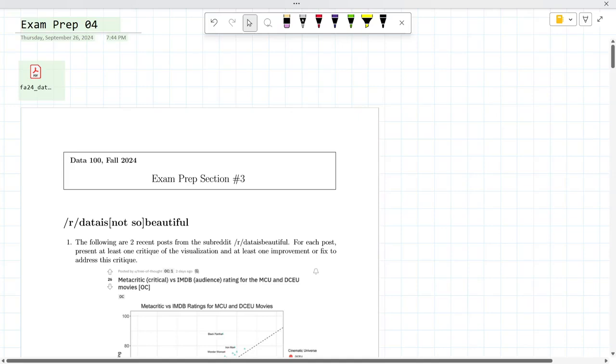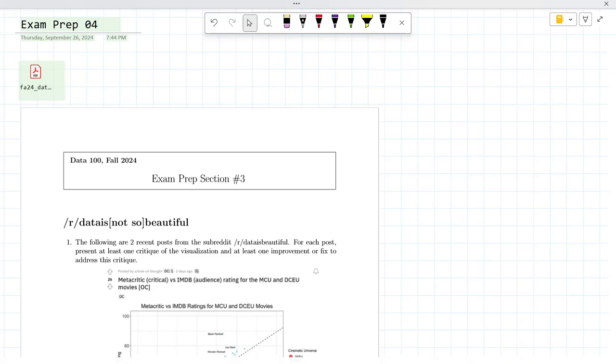Hello everyone, this is exam prep number 4. The worksheet title here says number 3, but the online version should say number 4.